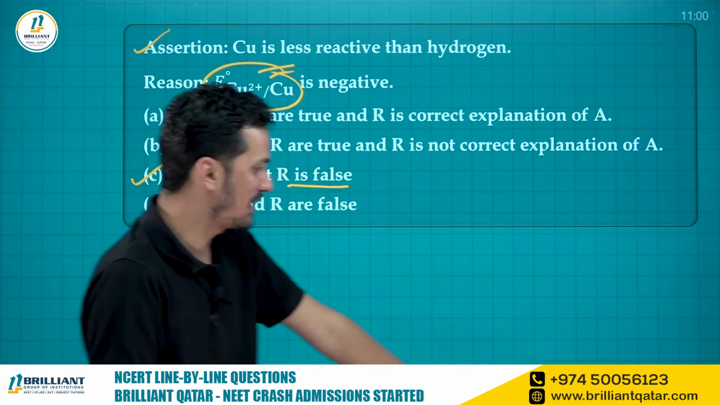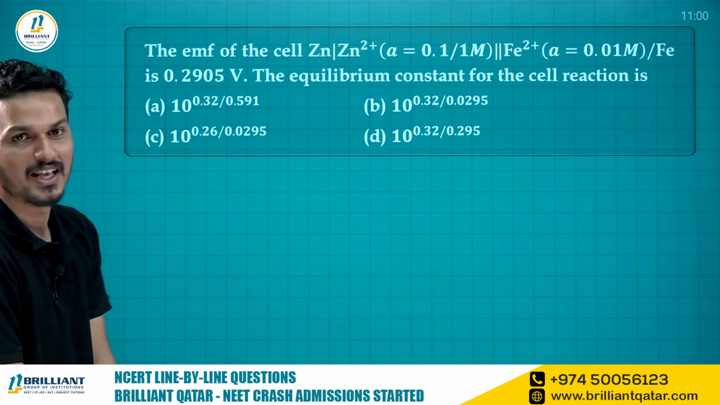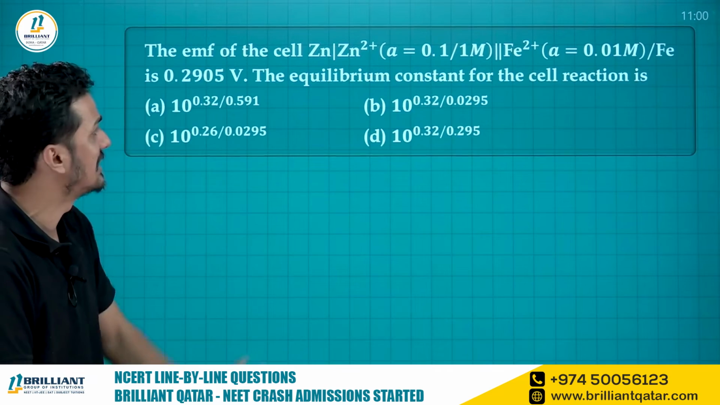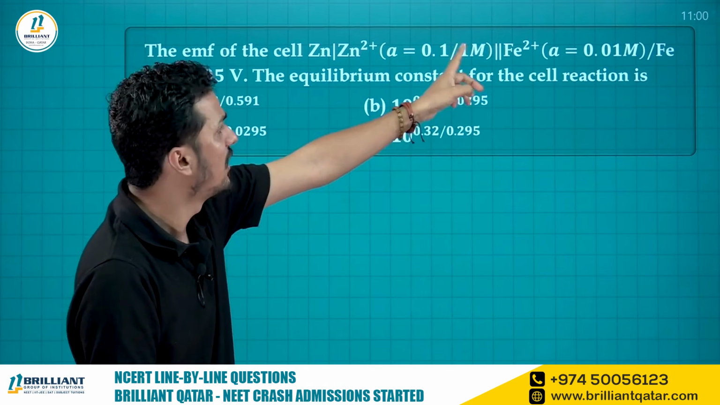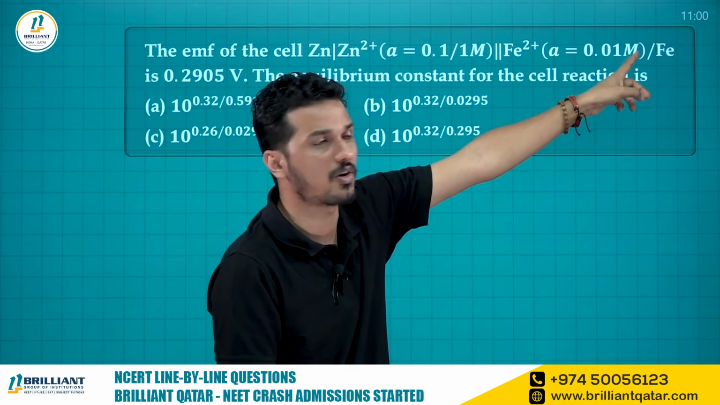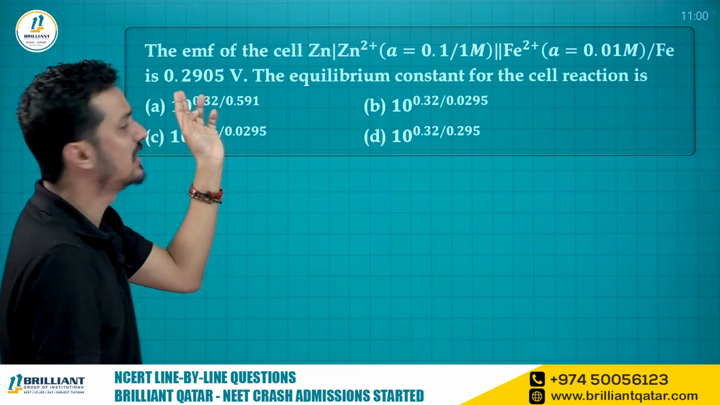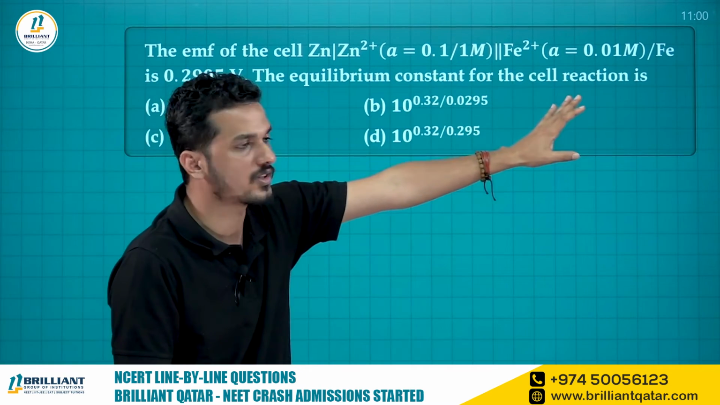Ready? Okay. So this is the next question. What's the question here? The EMF of the cell: Zn | Zn2+, whose concentration is given as 0.1 molar, double slash, that means the salt bridge, Fe2+, whose concentration is given as 0.01 molar | Fe, is 0.2905 volt. The equilibrium constant for the cell reaction is.